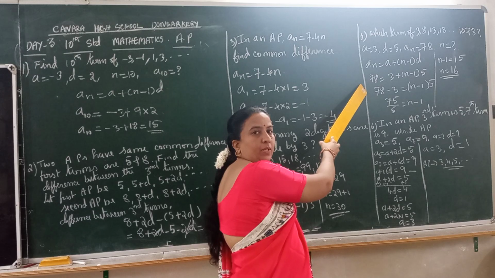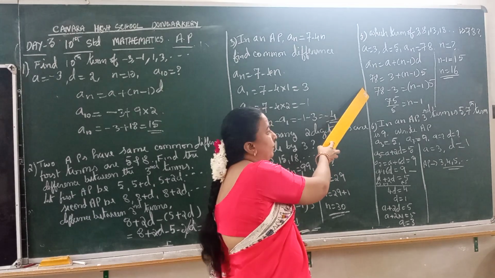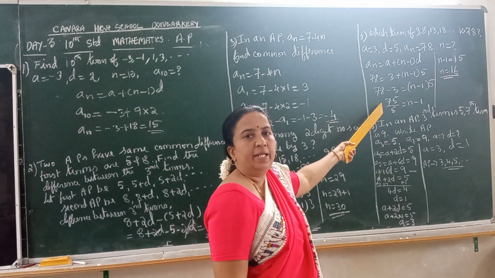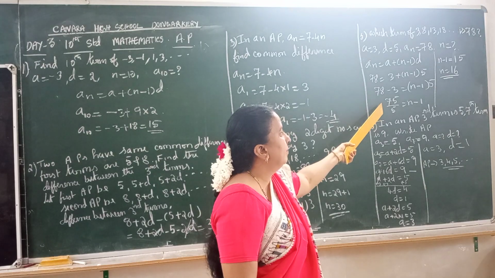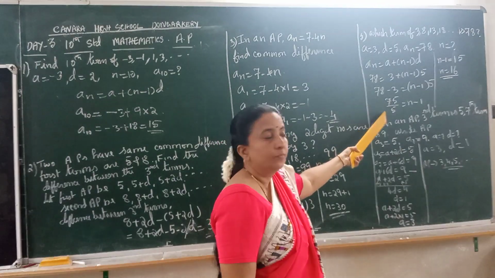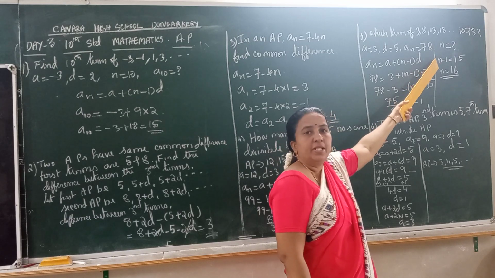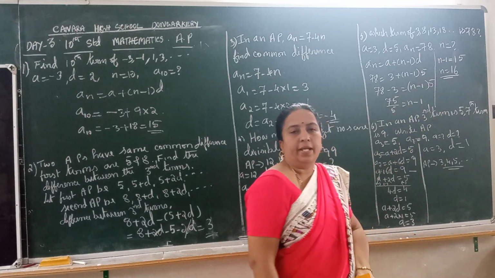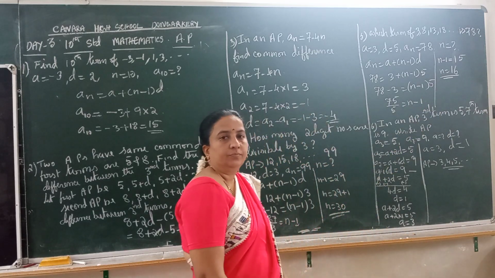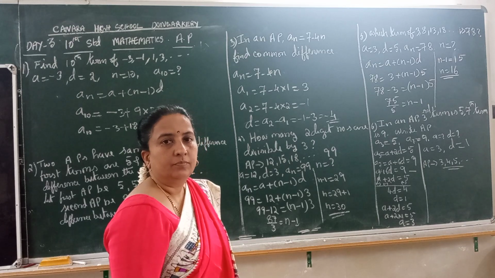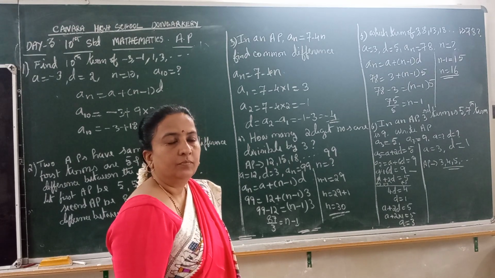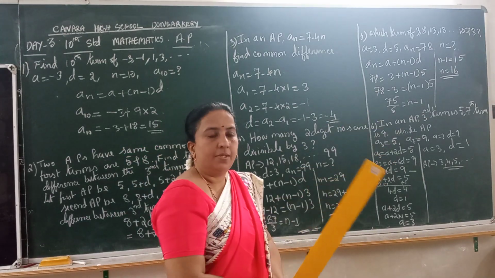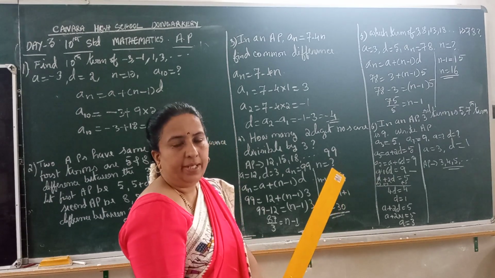78 minus 3 is equal to n minus 1 into 5. 75 divided by 5 is equal to n minus 1. N minus 1 is equal to 15. N is equal to 16. Both are the same type of sums, but asked in a different way.